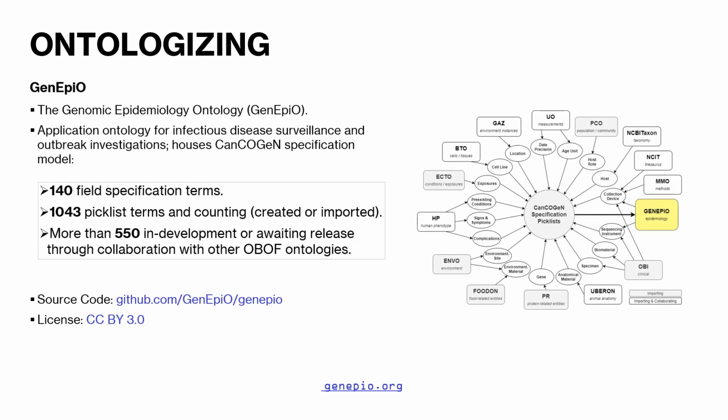GenEpiO is the genomic epidemiology ontology that was developed at our lab. It's an application ontology for infectious disease surveillance and outbreak investigations. This is currently what is housing the CANCOGEN specification model. We have 140 field specification terms, over 1,000 picklist terms and counting, which we've either created or imported from other ontologies, and then 550 that are in development or have been developed but are awaiting release, because we're working in collaboration with other OBO domain ontologies because we don't want to create redundancies in terminology.